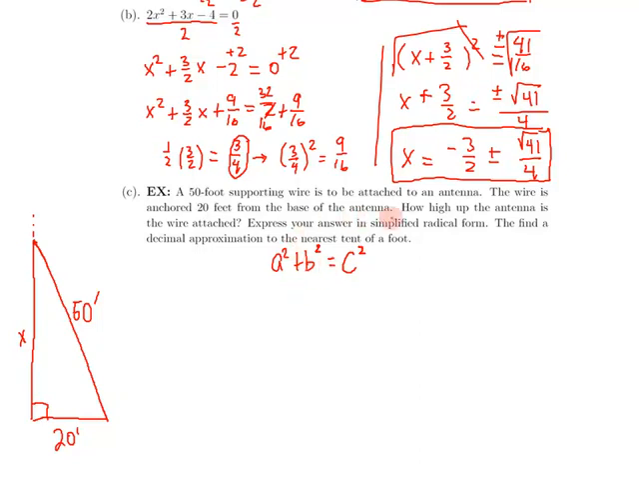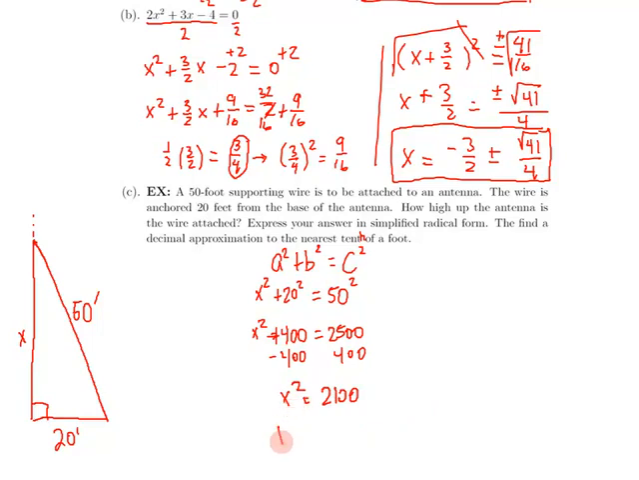We're also asked to simplify our answer in radical form and also find a decimal approximation to the nearest tenth of a foot. Alright, so let's plug in what we know. The sides are x and 20, so we have x squared plus 20 squared is equal to 50 squared. So if we multiply that out, we have x squared plus 400 is equal to 2500. And to solve for x, we're going to subtract the 400 from both sides. We end up with x squared is equal to 2,100. And so take the square root of both sides. We end up with x is equal to plus or minus the square root of 2,100.